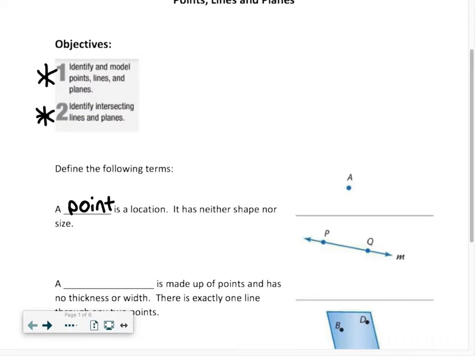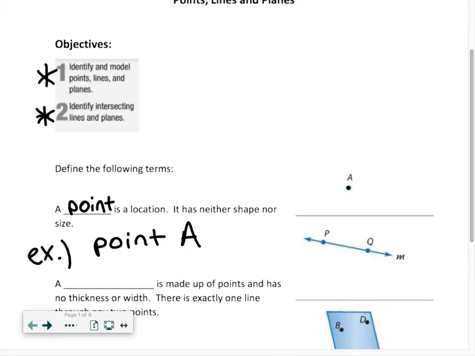In this example we see over here point A, and to label or describe a point, we write out point and label it with whatever the letter of the point is. So that's in the example there. We use capital letters for points.